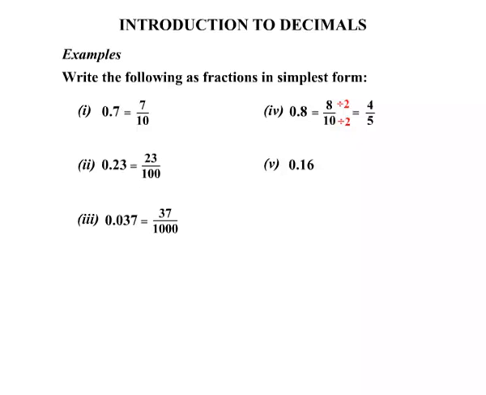Now what about 0.16? Well, 16 is 2 decimal places there, so we put it over 100, and we have 16 on 100. But again, can we break that down into simplest form? We can. If we look at 16 and 100, we can divide both by 4. So on the top, 16 divided by 4 is 4, and 100 divided by 4 is 25.